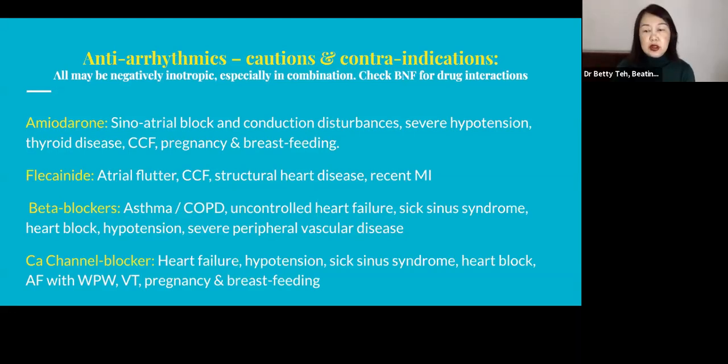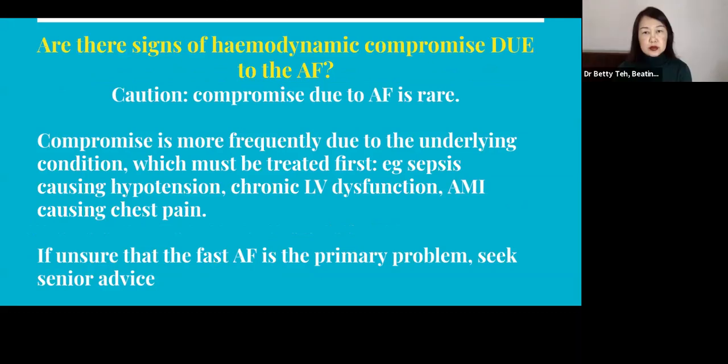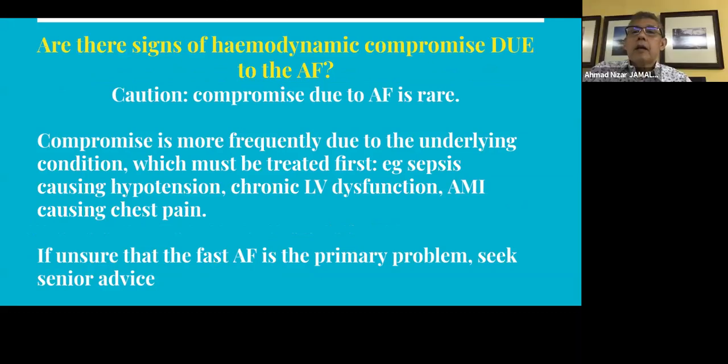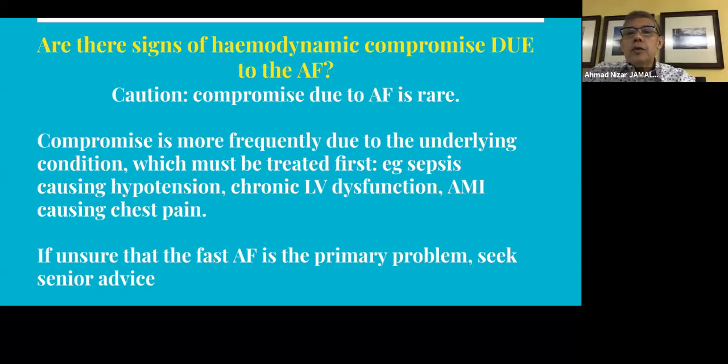Next slide. So once you have that in mind, you want to know whether there are any signs of hemodynamic compromise due to the AF. The thing about atrial fibrillation is it's rare that patients with AF present with compromise. Hemodynamic compromise is more frequently due to underlying conditions, which should be looked for, for example sepsis, hypotension, chronic LV dysfunction, or acute myocardial infarction when the patient presents with chest pains. If you're unsure, then you should seek some advice from your seniors.